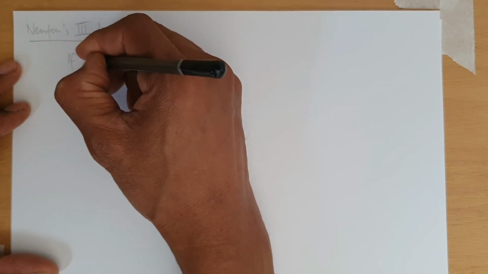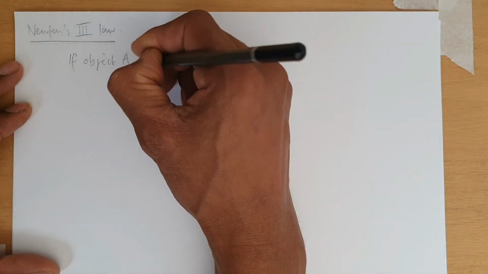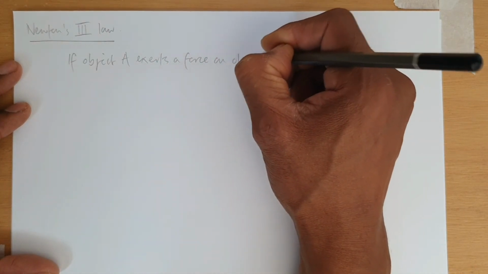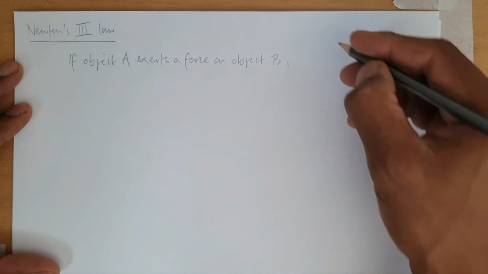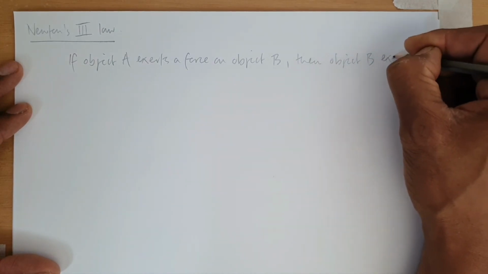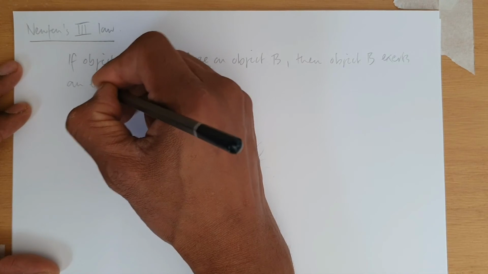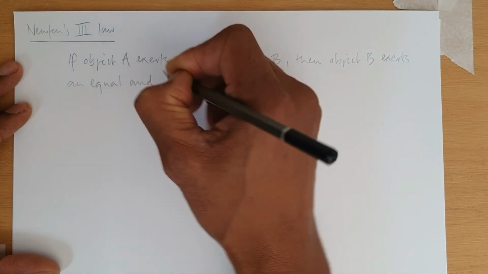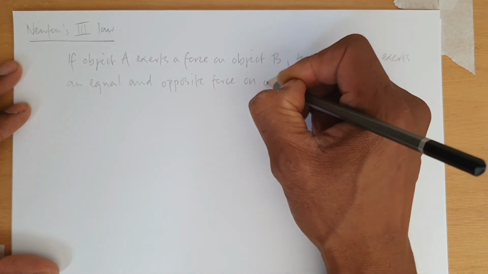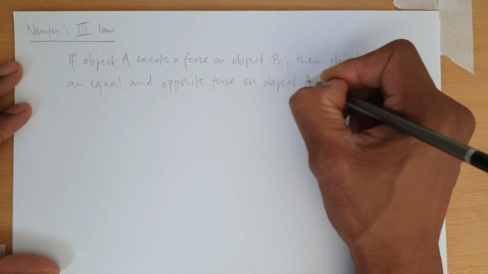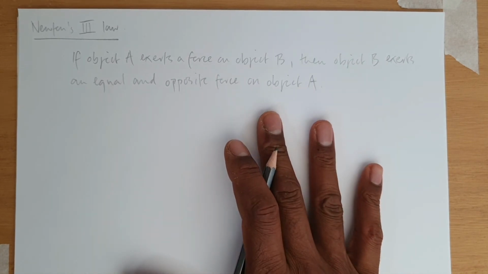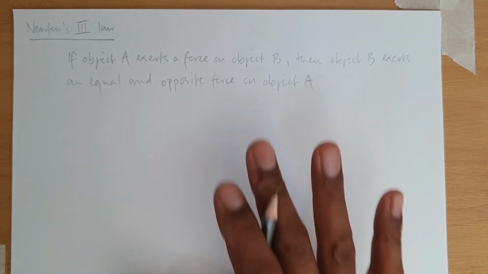If object A exerts a force on object B, then object B exerts an equal and opposite force on object A. Now, I think that this is the most useful way to write down the law and to remember the law.